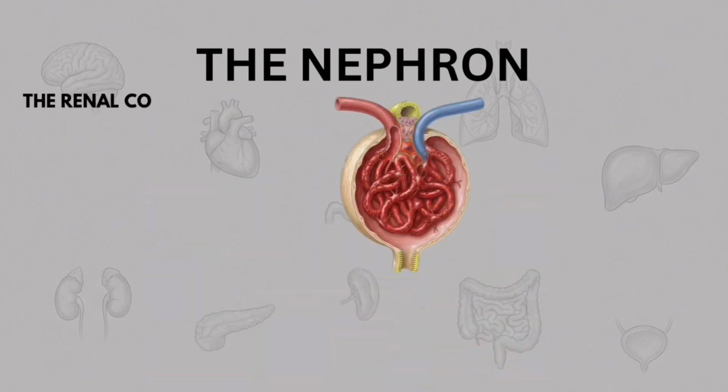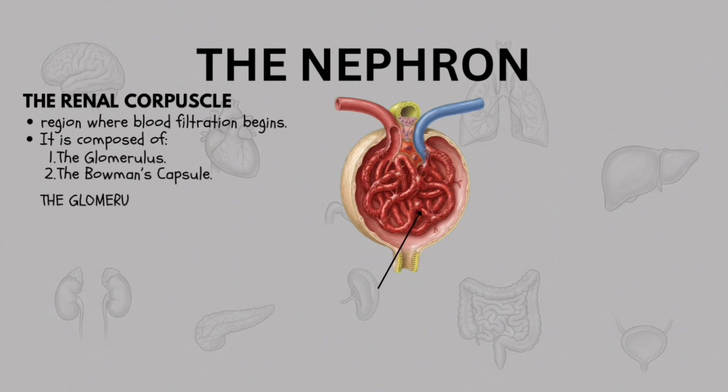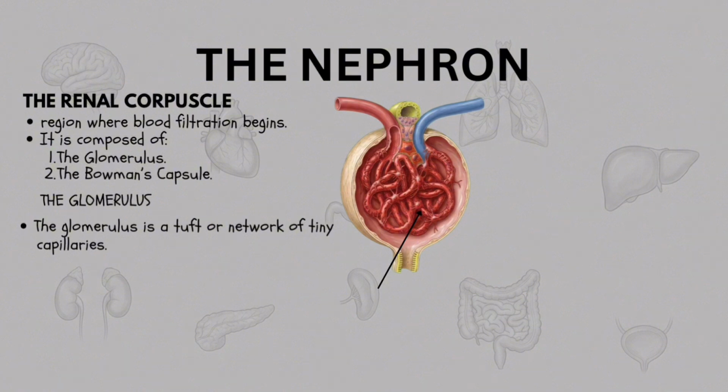The renal corpuscle. The renal corpuscle is the region where blood filtration begins. It is composed of two structures, the glomerulus and Bowman's capsule. The glomerulus. The glomerulus is a tuft or network of tiny capillaries. As you can see in the illustration, it looks like a ball of tangled blood vessels.